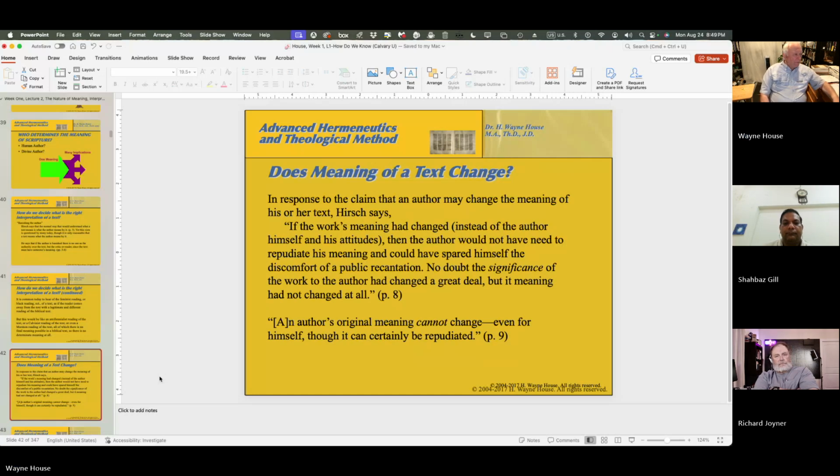Now, Hirsch says if the work's meaning had changed instead of the author himself, then the author would not have needed to repudiate his meaning and could have spared himself the discomfort of a public recantation. No doubt the significance of the work to the author had changed a great deal. That is, an author has to be careful.